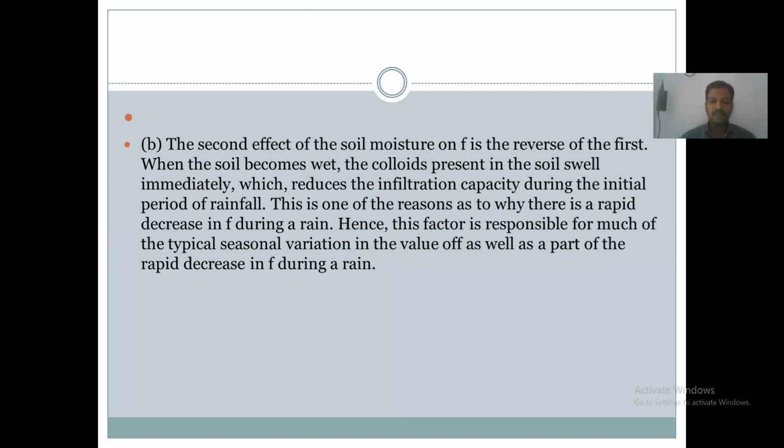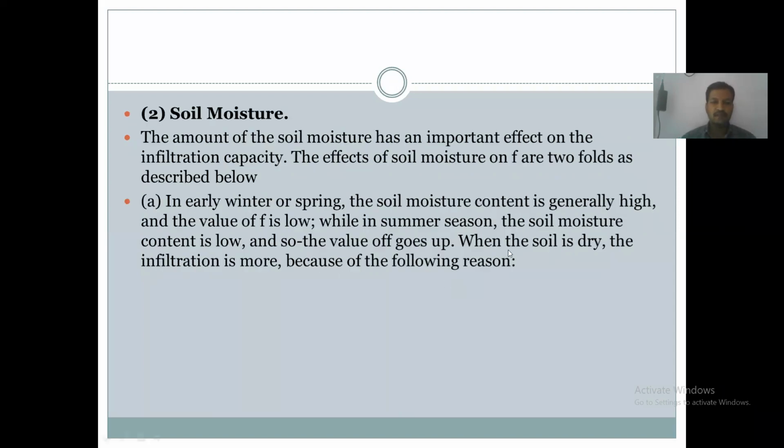So it has the effect of soil moisture, which is divided into two methods. First one is in early winter or spring, the soil moisture content is generally high. In summer season, how will it be? Moisture content will be less because it is dry soil. In winter or in rainy season, during spring season, the soil contains moisture. Soil moisture content is high in winter season. In summer season, it is less.